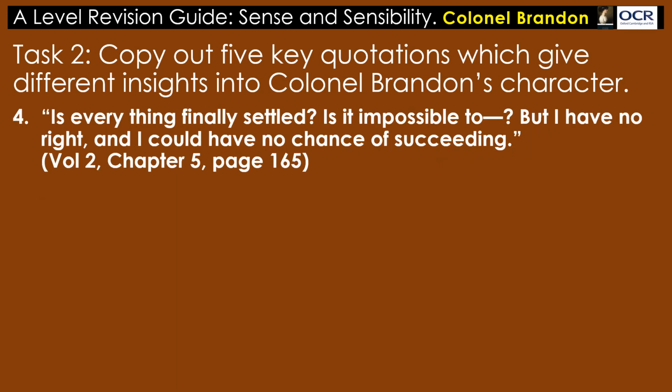Shall we move to London for my fourth quotation? Rumours are rife that Marianne is engaged to Willoughby, and that an announcement may be imminent. Brandon has arrived at Mrs Jennings's residence, and seems pleased to find Elinor on her own. He asks, "Is everything finally settled? Is it impossible to? But I have no rights, and I could have no chance of succeeding."